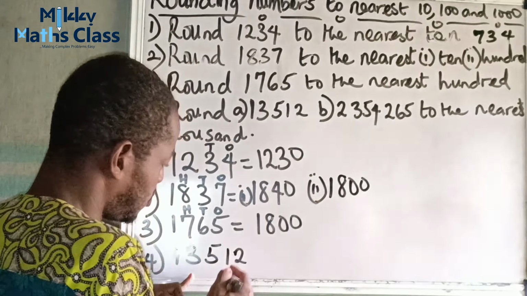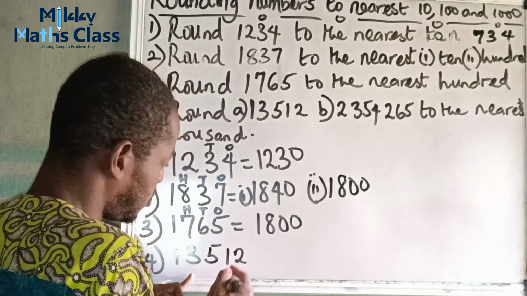Let's look at the last one. The B part says 2,354,265 to the nearest 1,000. Of course, we go by ones, tenths, 100, the 1,000. Now, because I'm going to the 1,000 part, I will check the number in the 100 part. Is it up to 5? If it is up to 5, I round it up. If it is not up to 5, I round it down. So this is 2. 2 is not up to 5, so I round it down. So this becomes 2, 3, 5, 4. Everything here will become 0, 0, 0, 0. That's 2,354,000. It's very easy.